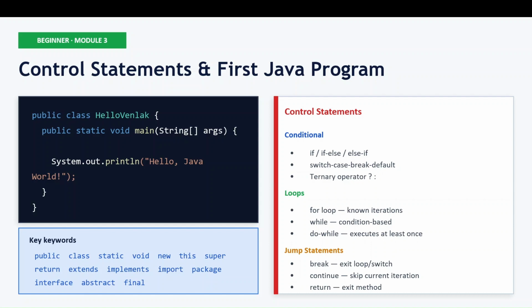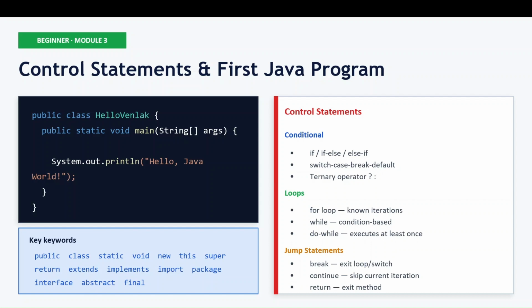Then moving on to the loops, we have three types of loops given here: for loop, while, and do while. Remember, a for loop is used when you know the number of iterations. When you say iterations, those are nothing but the number of times you need to repeat the logic. So when you know the number of times you can repeat your logic, then we go for the for loop. When do you use a while loop?